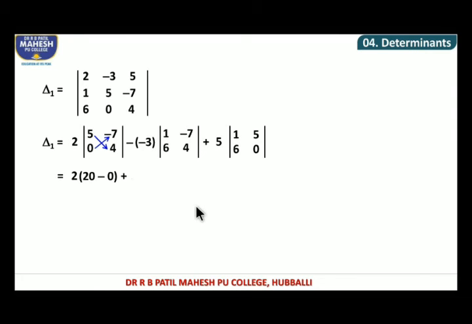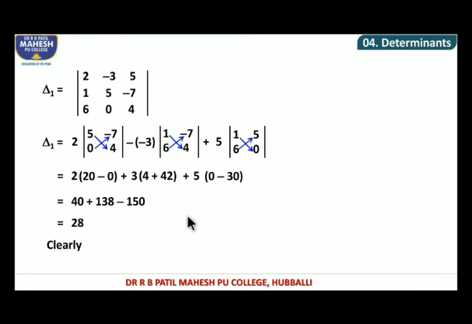So plus 3 into the determinant value, which is 1 into 4 is 4 minus 6 into minus 7 is minus 42, so 4 plus 42, plus 5 into the determinant value, which is 1 into 0 is 0 minus 6 into 5 is 30, so 0 minus 30. So we have 20 into 2 is 40, and 46 into 3 is 138, plus 5 into minus 30 is minus 150. Therefore we have 40 plus 138 minus 150 is equal to 28. So this is the value of delta 1.